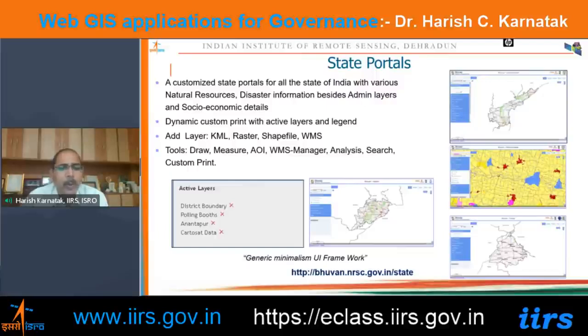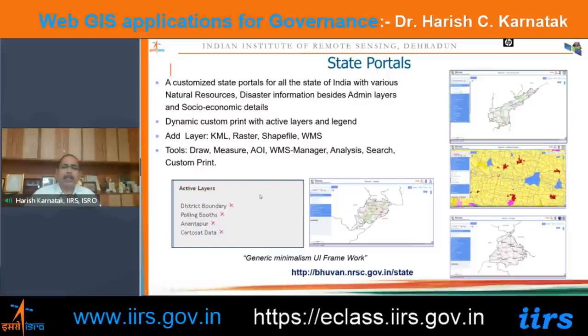You can add your local datasets, suppose you have offline datasets. You can add them as a KML file, a raster file, a shapefile, or a WMS. You overlay the data here and then make your own GIS-based plan. There are many tools available in this portal: drawing tools, measure tools, area of interest. You can select WMS managers, analysis, search, custom print, and so on. During this course, we have already explained all these features through OpenLayers and Leaflet. These features are available.